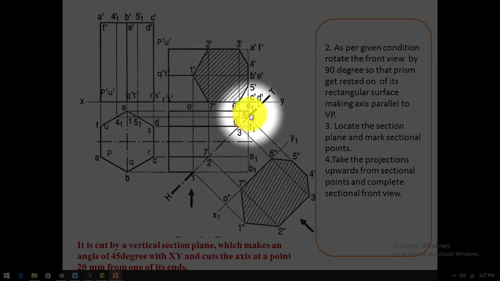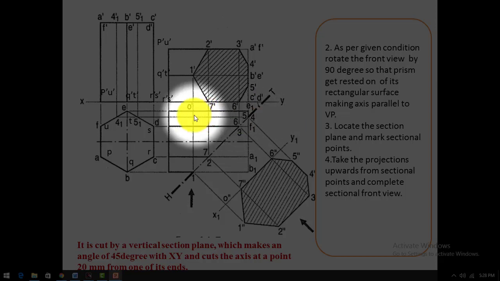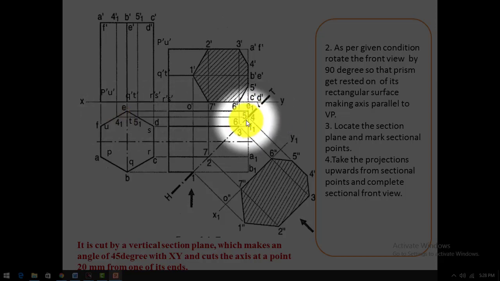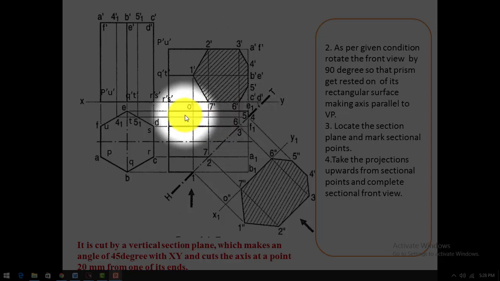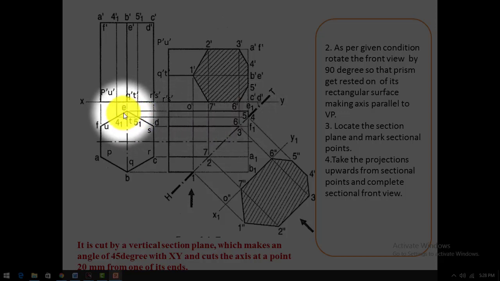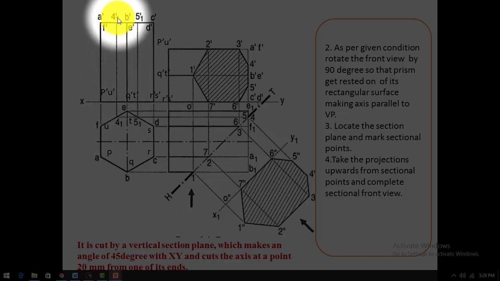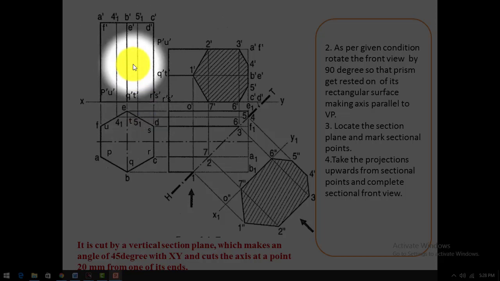Then how to transfer these 4 and 5 points? We can't transfer these 4 and 5 points directly with the help of a vertical line. Instead, you have to transfer these 4 and 5 points with the help of a horizontal line in the previous stage top view, on the ED and EF edge of that hexagonal prism. Then from that you transfer this vertically on the front view, 4 and 5 points.